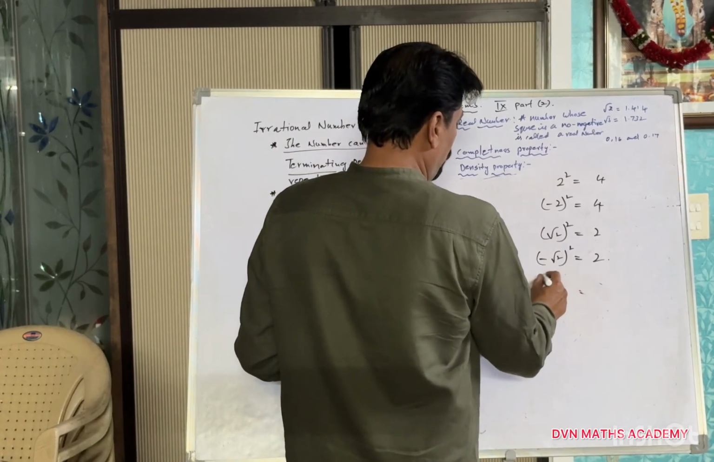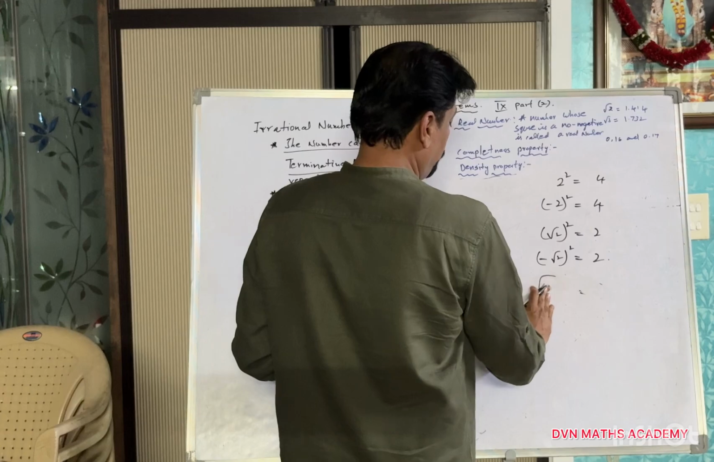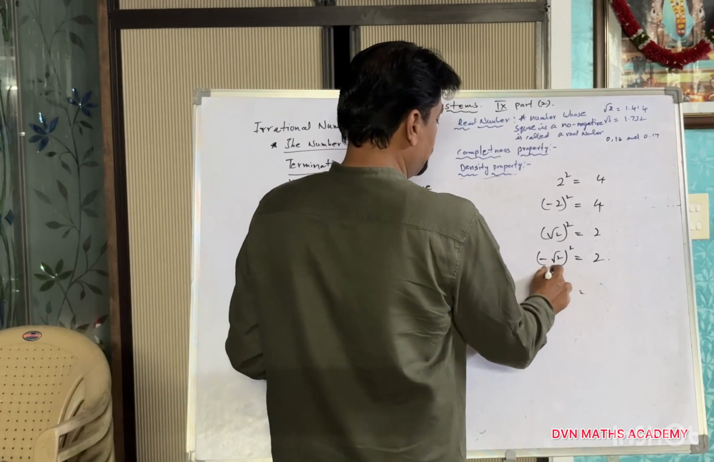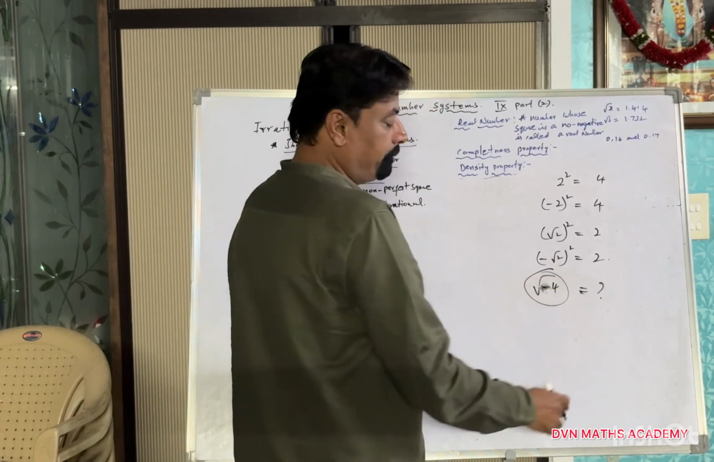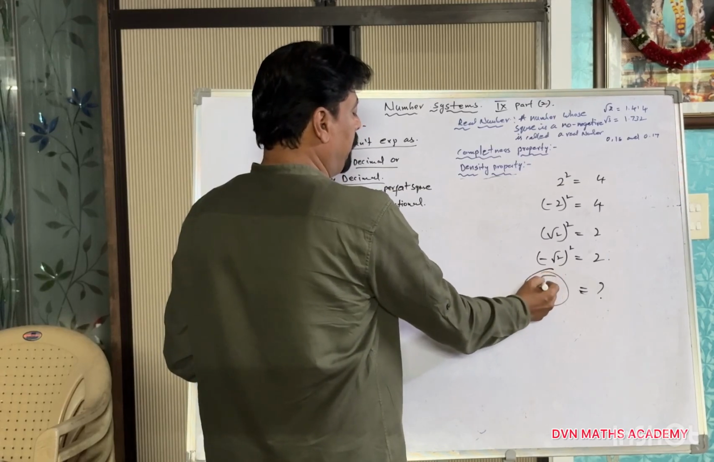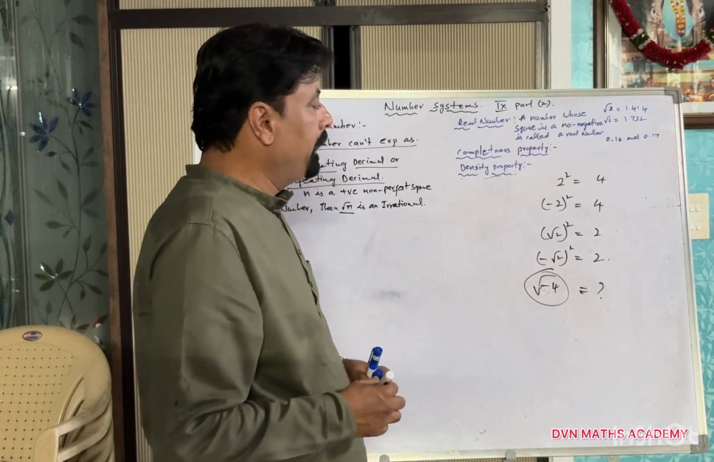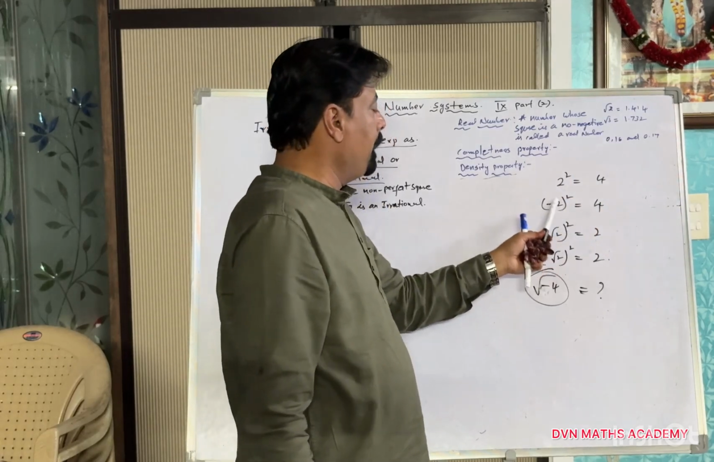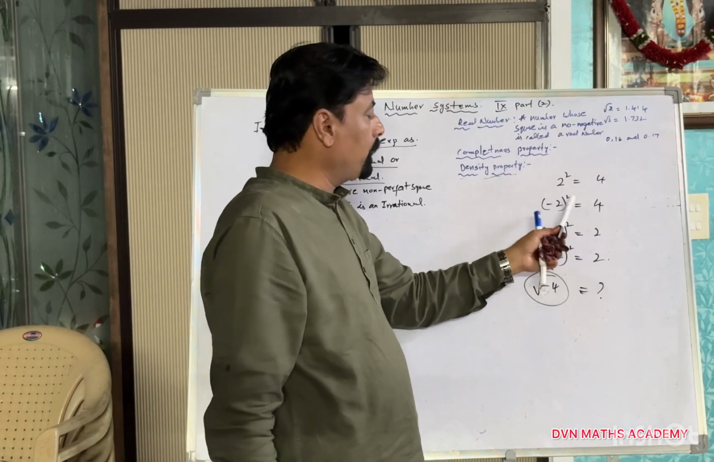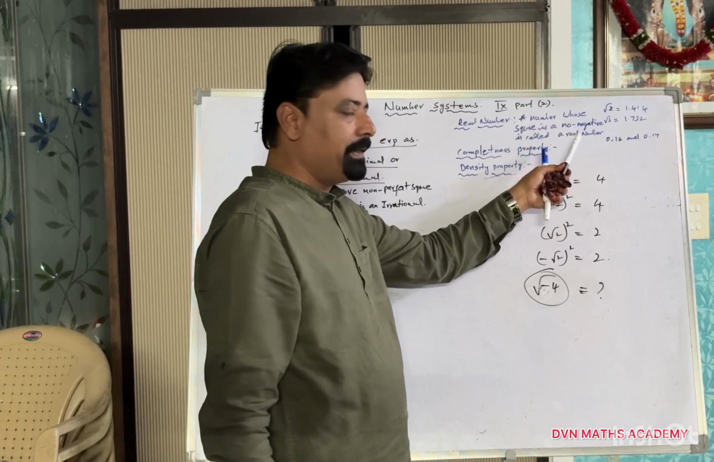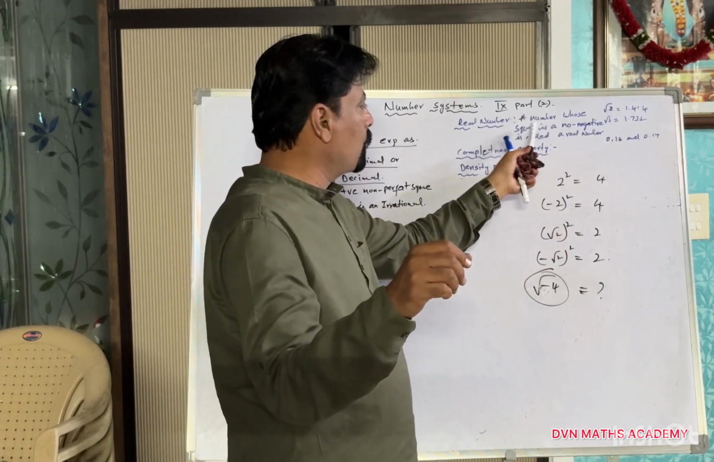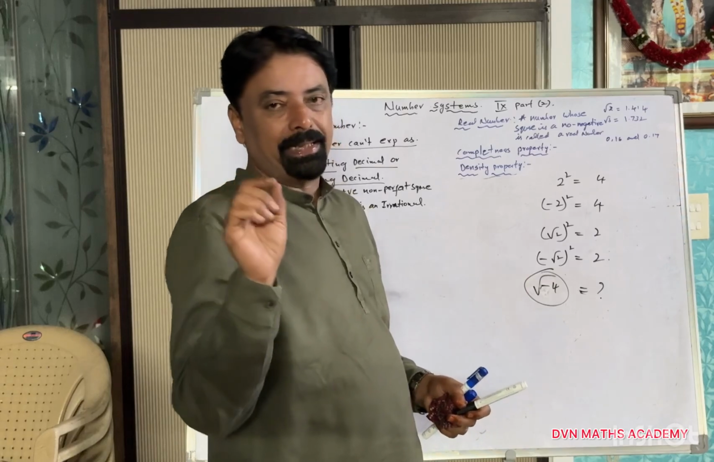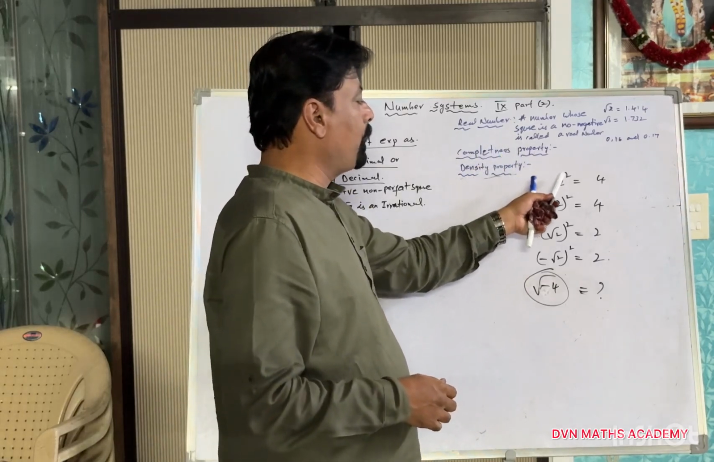For example, under root of 4 or minus 4, what is this? We cannot say. So here 2 square is 4, therefore 2 is a real number. Minus 2 square also is equal to 4. Therefore, according to my definition, a number whose square is non-negative is called a real number.